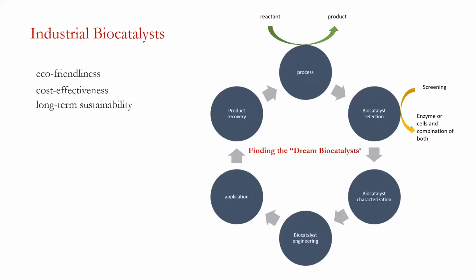And for upscaling of the process, we have to go for a certain process. So when we look for a dream catalyst, we have fixed our reactant and product. We know the process. We know we have to choose the biocatalyst. So the first step is your screening. Screening means finding which microbe or which cell is going to produce your enzyme.